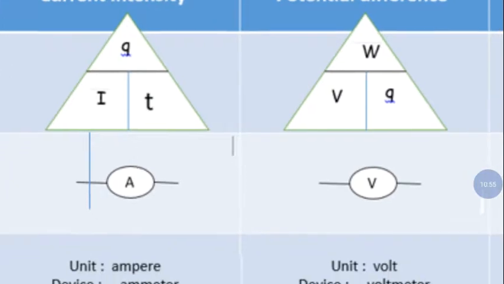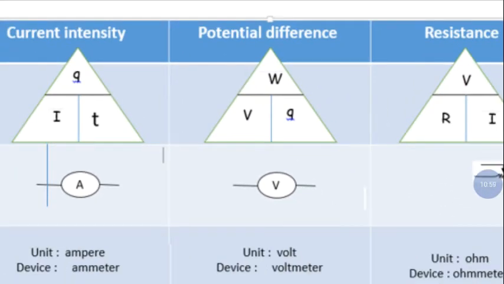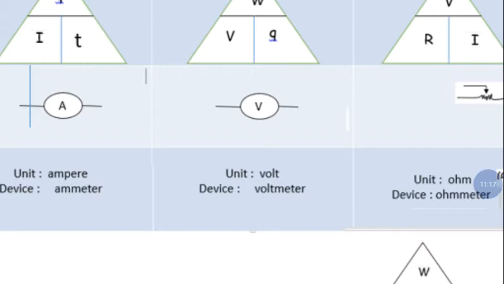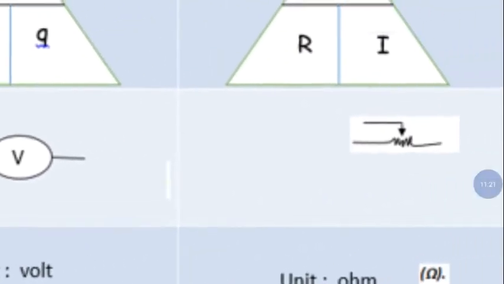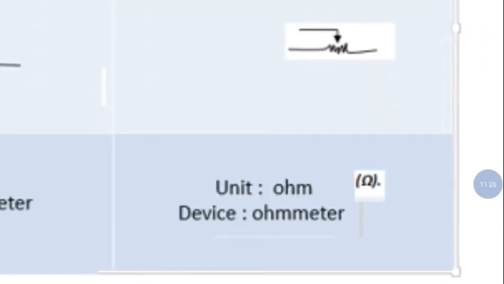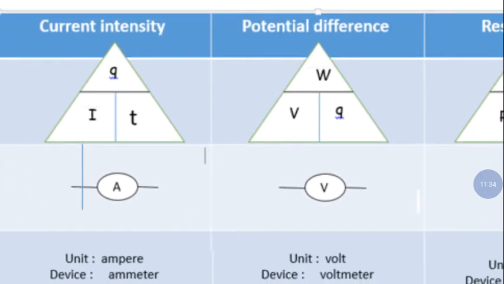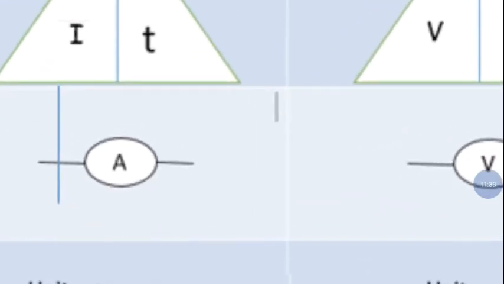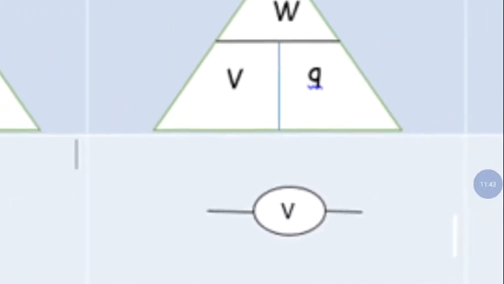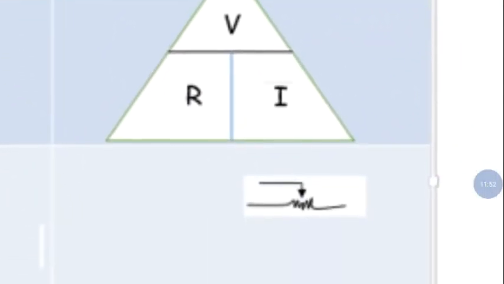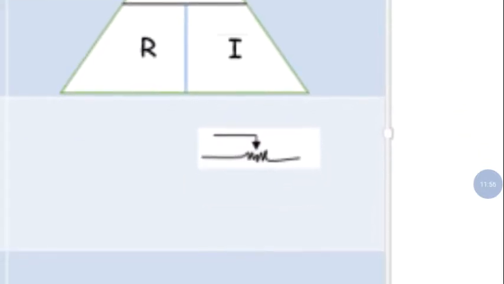But what about the devices that can measure the three concepts, or the three physical properties, of the electric current? The current intensity can be measured by a device, the ammeter, and its unit is the ampere. Potential difference can be measured by a voltmeter and its unit is the volt, and the resistance by a device, the ohmmeter, and its unit is the ohm. The symbol of the current intensity is capital A when connected to a circuit, and the symbol of the potential difference is capital V in the circuits, and we have to draw a resistance in this figure if it's a variable resistance.